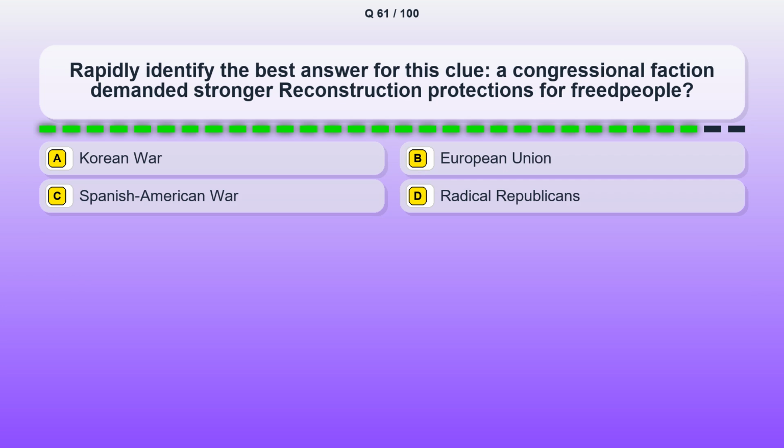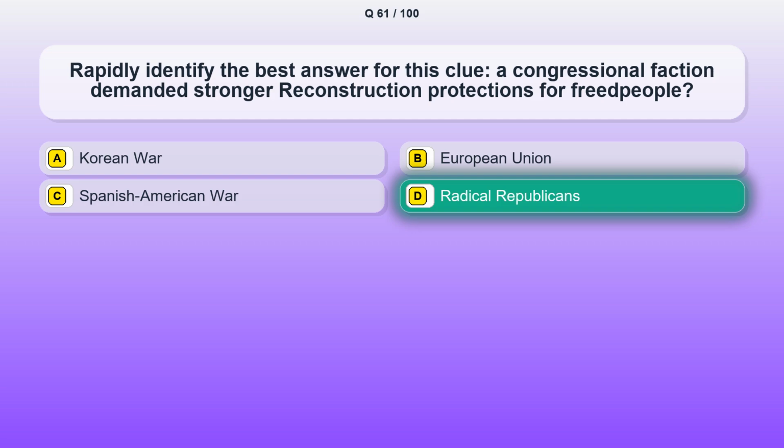Question 61. Rapidly identify the best answer for this clue. A congressional faction demanded stronger Reconstruction protections for freed people. Option A, Korean War. Option B, European Union. Option C, Spanish-American War. Option D, Radical Republicans.